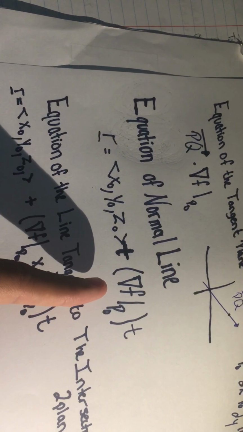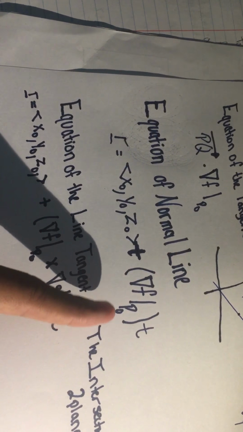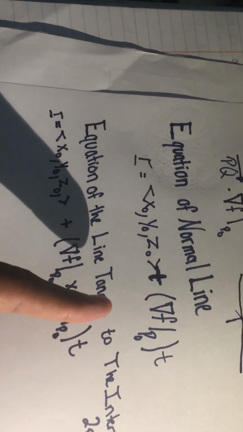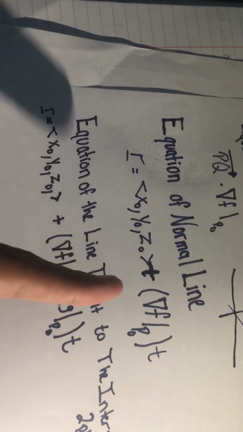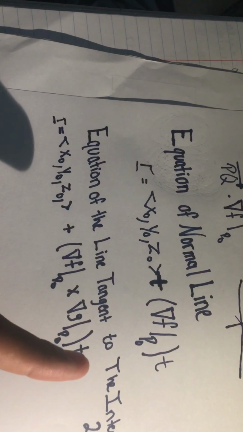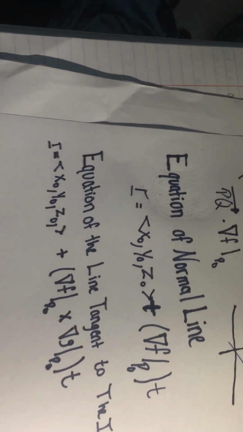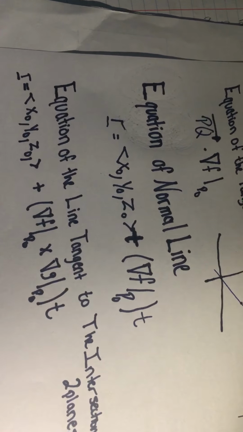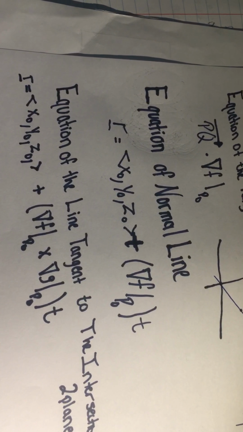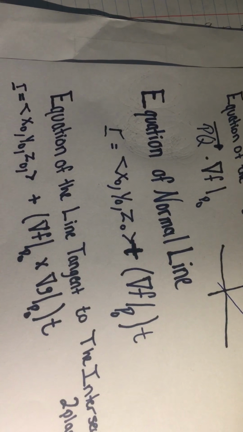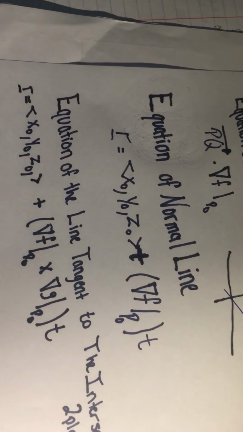You will take the gradient of the function evaluated at p naught, and then you will use the equation of the line formula essentially. So you'll be multiplying the gradient of the function at p naught times t, and you'll be adding the two vectors. Now sometimes you'll be asked to find the parametric equations, and that's relatively simple.